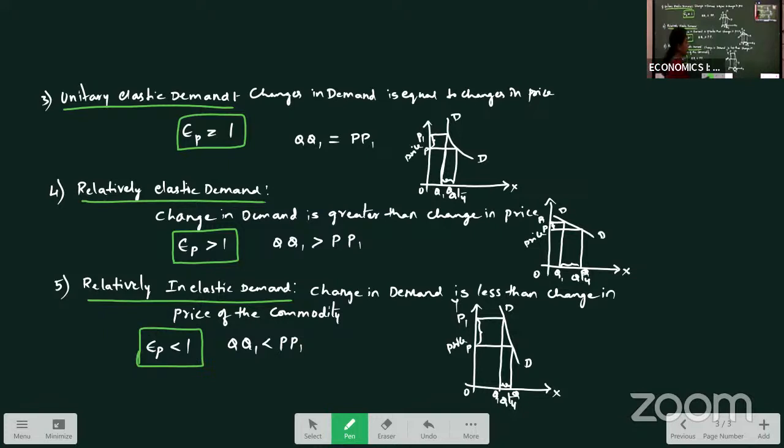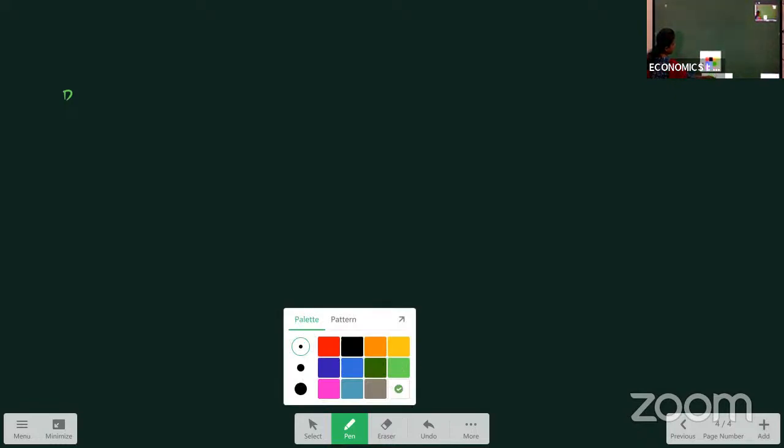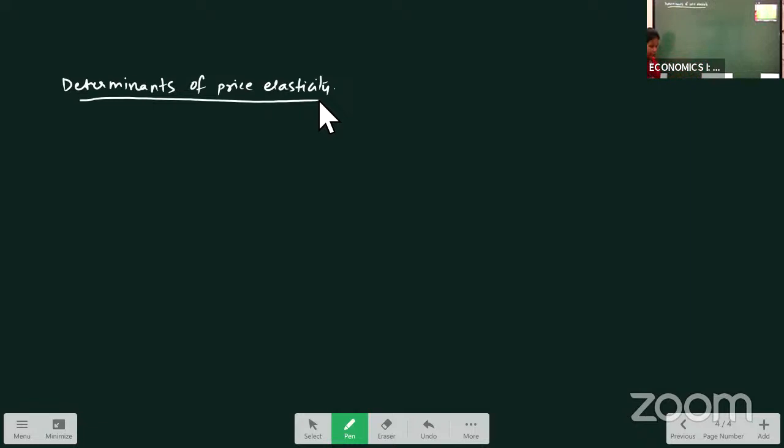Okay, after these types of price elasticity, we will do the determinants of price elasticity. Now we have seen what is price elasticity. Change in demand in response to change in price of the commodity. How much price is changing, in response to that, how much demand is changing.